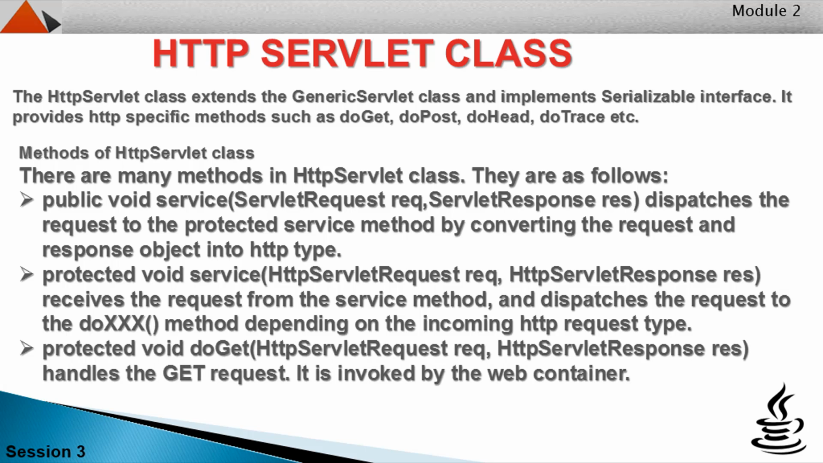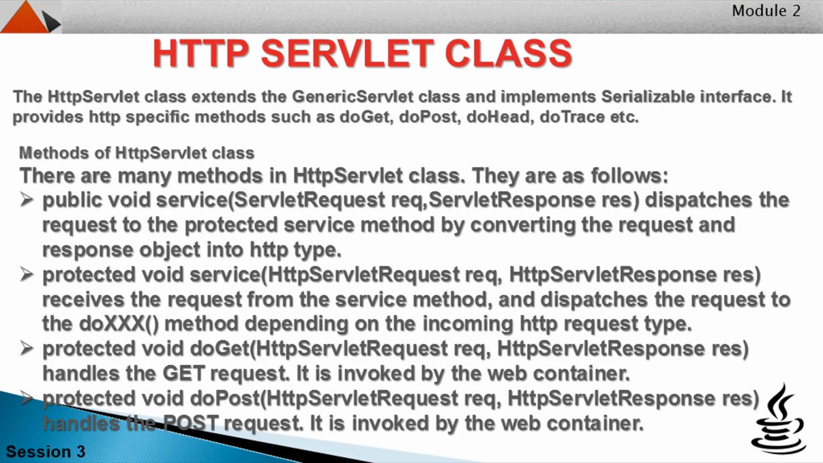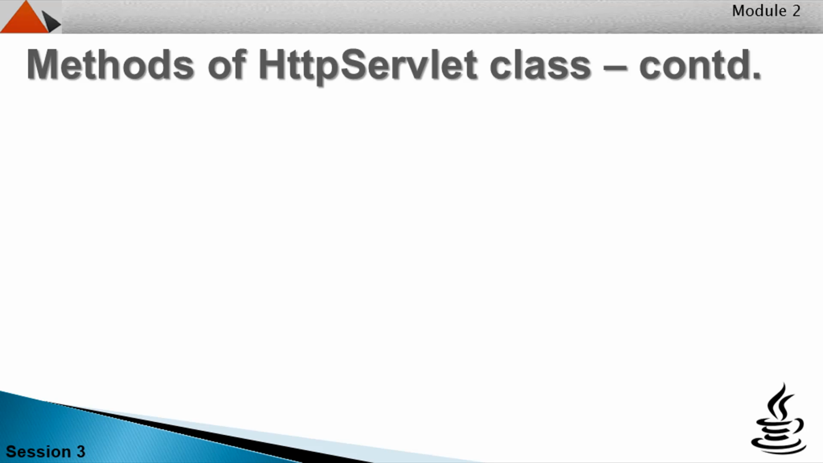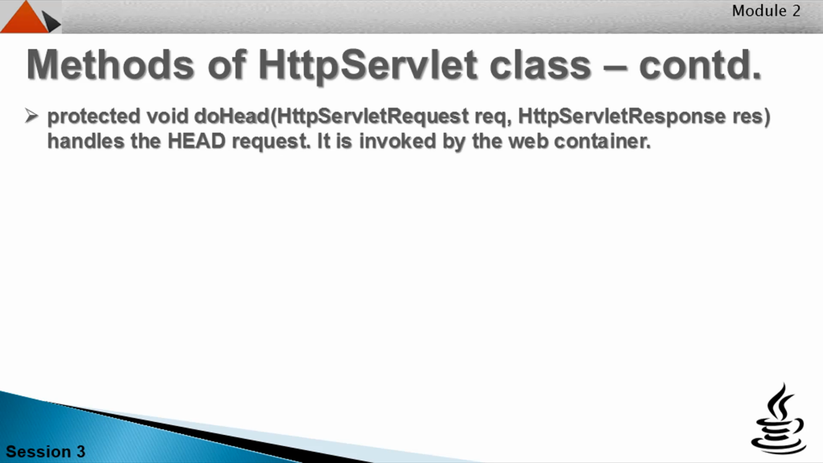The protected void doGet(HttpServletRequest req, HttpServletResponse res) method handles the GET request. It is invoked by the web container. The protected void doPost(HttpServletRequest req, HttpServletResponse res) method handles the POST request. It is invoked by the web container. The protected void doHead(HttpServletRequest req, HttpServletResponse res) method handles the HEAD request. It is invoked by the web container.